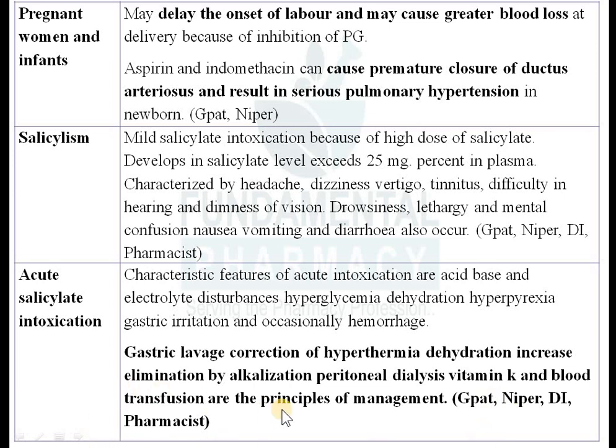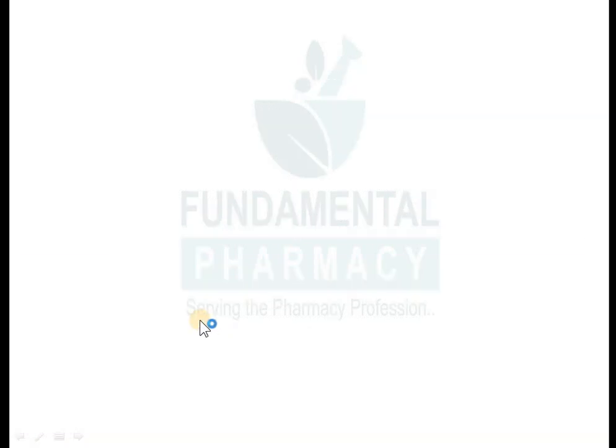So these are the principal measures of acute salicylate intoxication. Now next one, I am going very slowly.